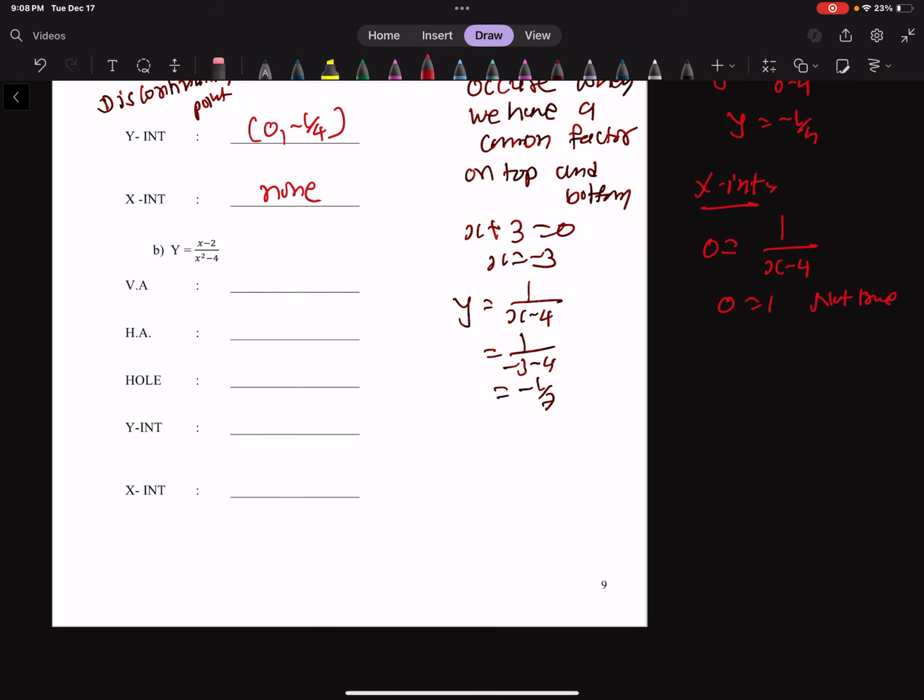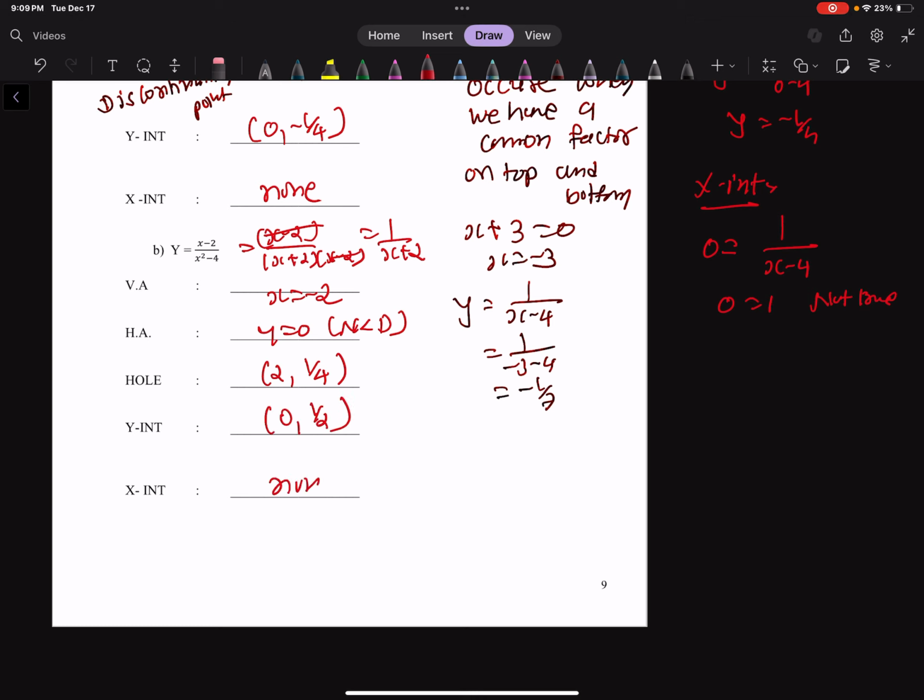Find the VA here: simplify first. So (x minus 2)(x plus 2) over (x minus 2). Cross out the common factor. So your VA is x equals -2. The horizontal asymptote is y equals 0 because the degree of the top is less than the degree of the bottom. A hole will occur where x plus 2 is the common factor, so set x plus 2 equal to 0. The hole occurs at (2, 1/4). The y-intercept comes to (0, 1/2). The x-intercept is none.